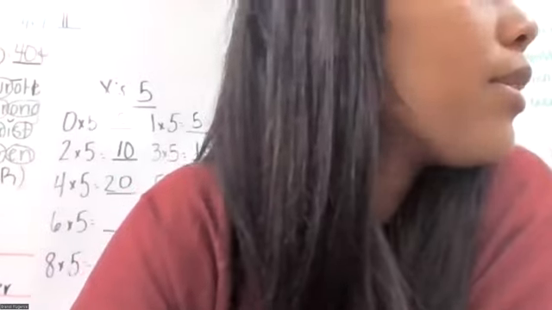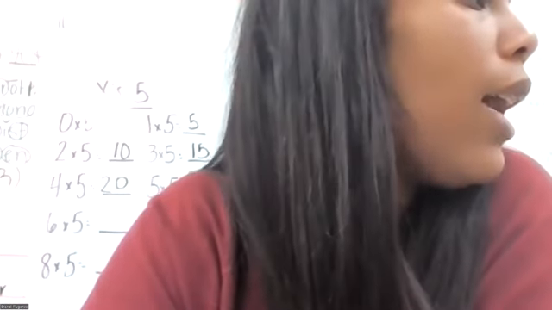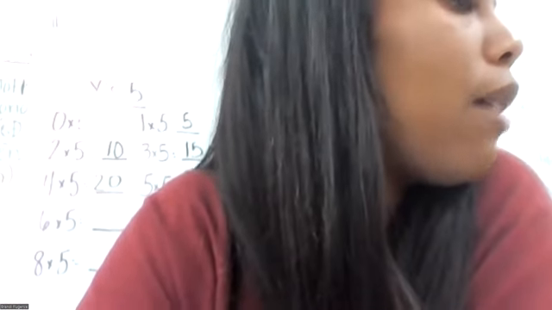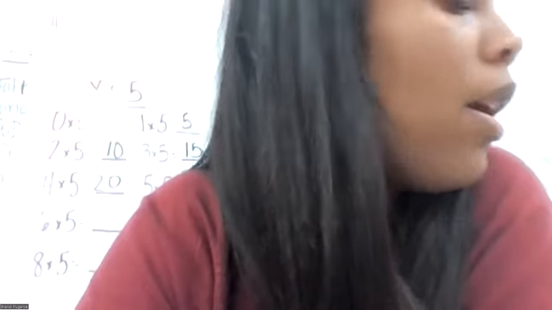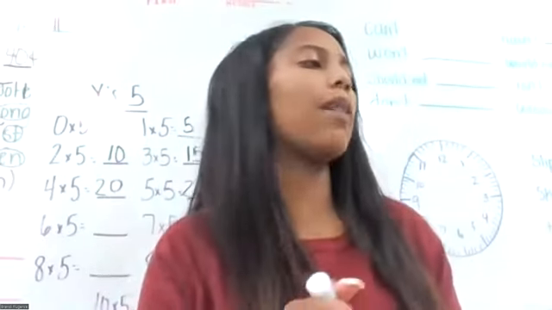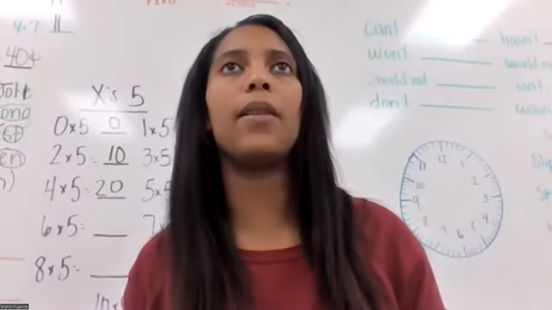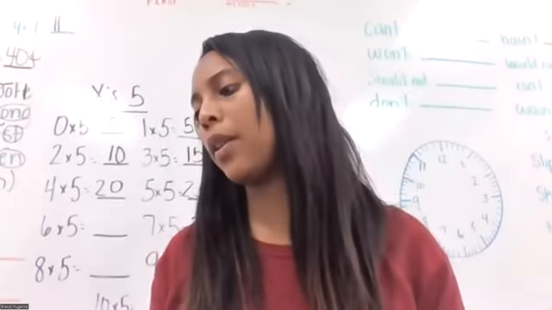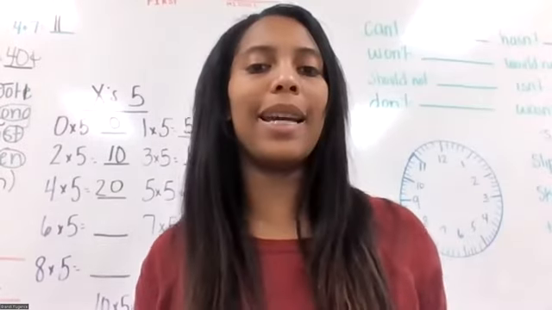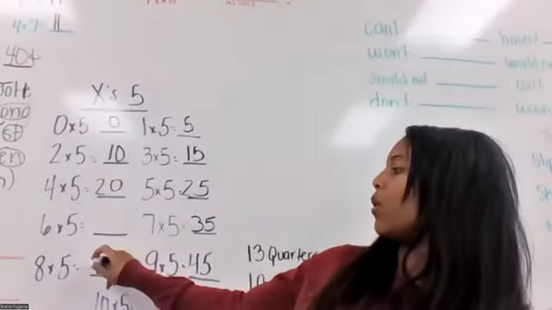Okay. Let's go to the next one. What letter is that? I. So we're missing a number again. How many groups do we have? 8 groups. So they're asking what's 8 times 5. Let's count it. 5, 10, 15, 20, 25, 30, 35, 40. 8 times 5 is 40.